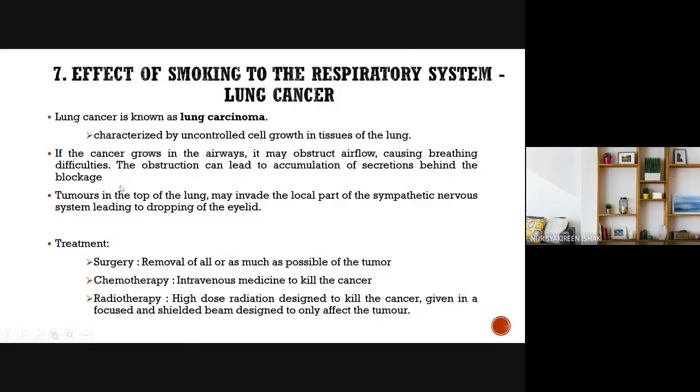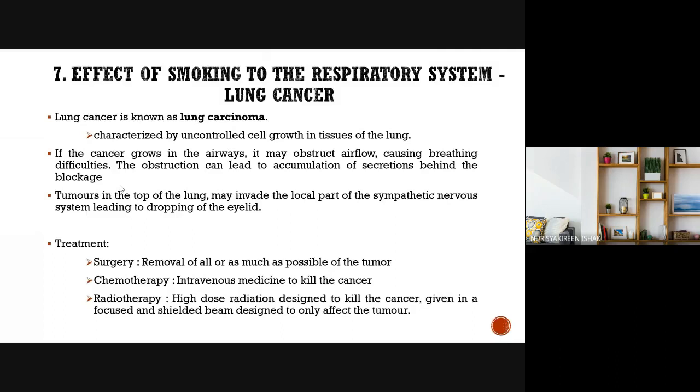Lung cancer is also known as lung carcinoma, characterized by uncontrolled cell growth in the tissues of the lung. If cancer grows in the airways, it may obstruct airflow, causing breathing difficulties. The obstruction can lead to accumulation of secretions behind the blockage. Tumors in the top of the lung may invade the local part of the nervous system, leading to drooping of the eyelid.